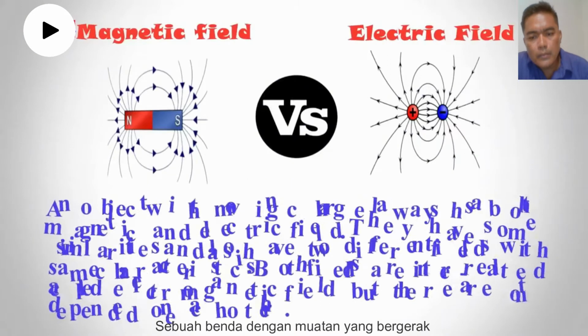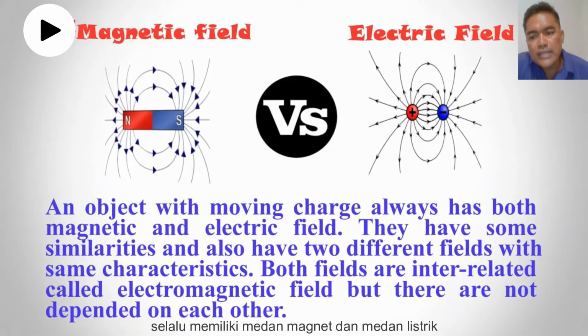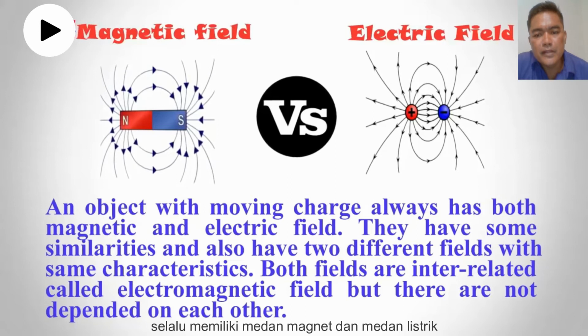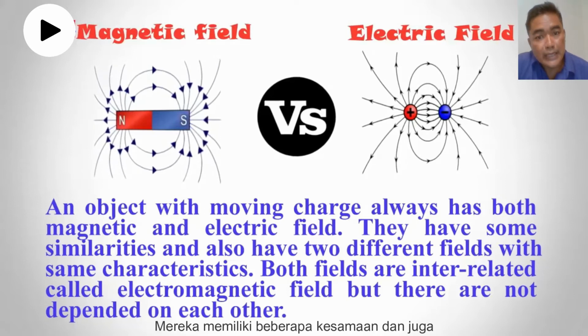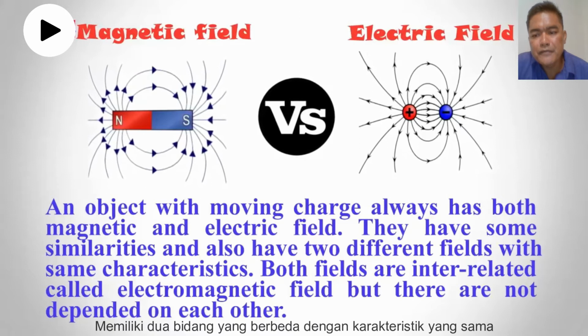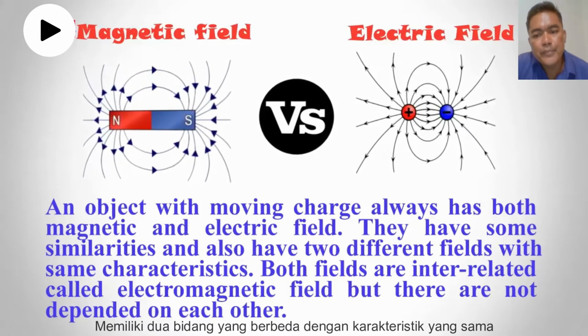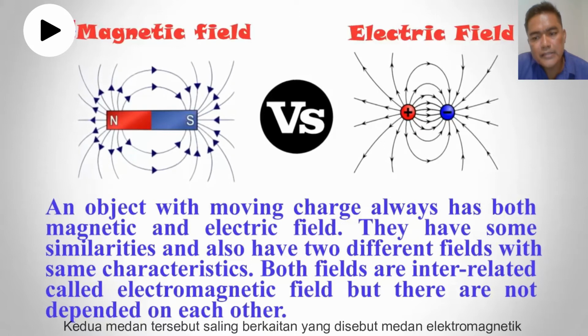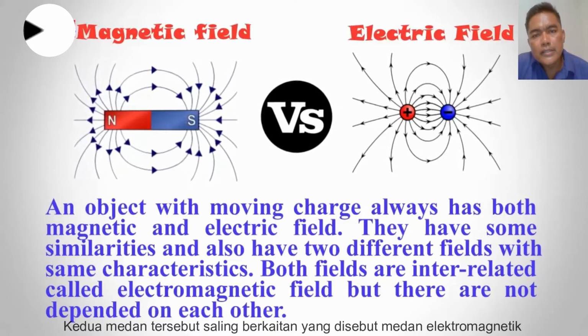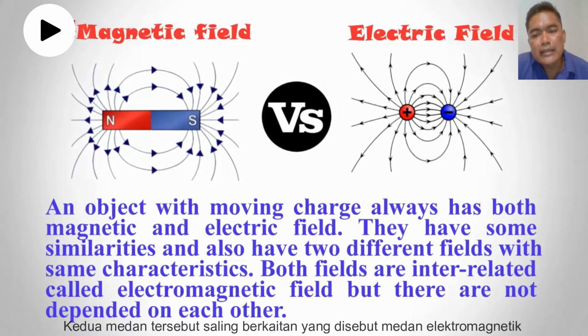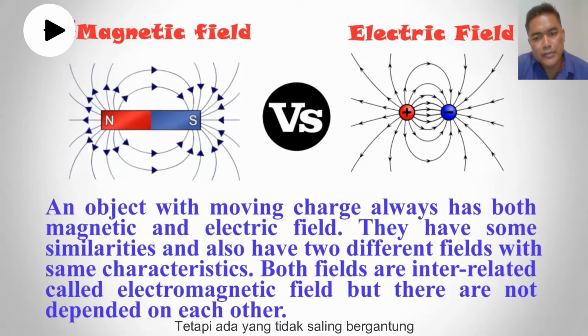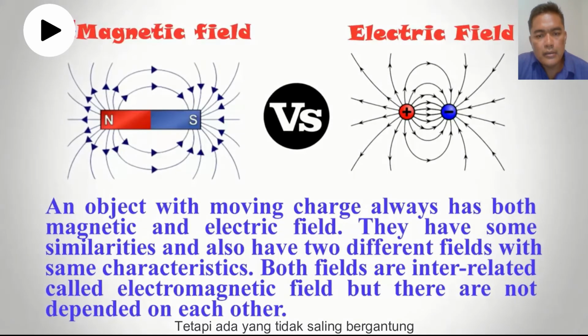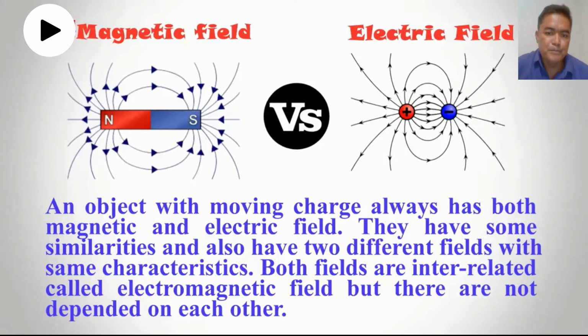An object with a moving charge always has both magnetic and electrical fields. They have some similarities and are two different fields with the same characteristics. Both of the fields are interrelated in the so-called electromagnetic field, but both of them are not dependent on each other. The applications where the magnetic and electrical fields are related together, we call electromagnetism.